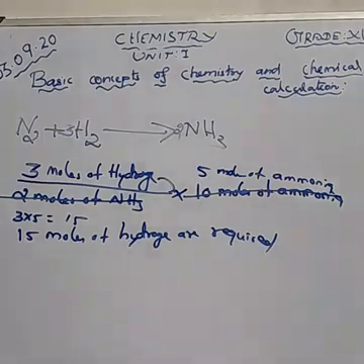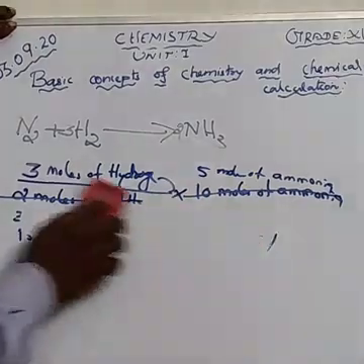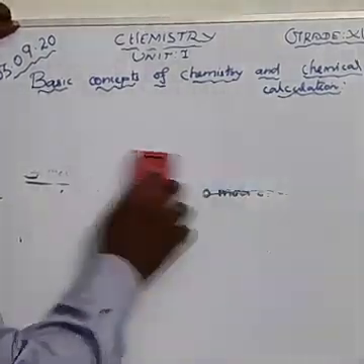Calculate the amount of water produced by the combustion of 32 gram of methane. Okay, that's the question. First of all, I am writing the equation.